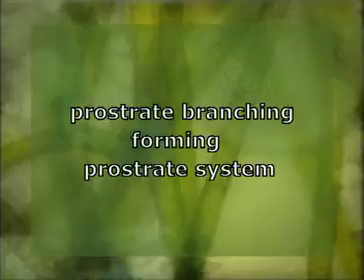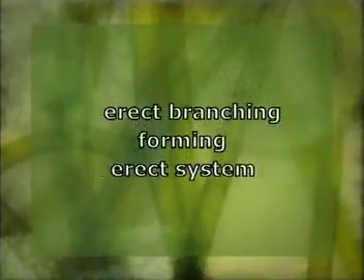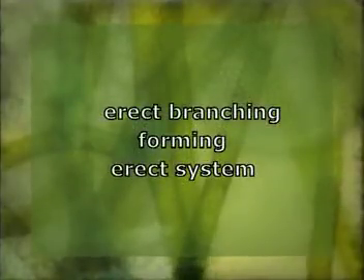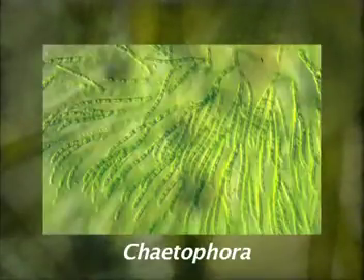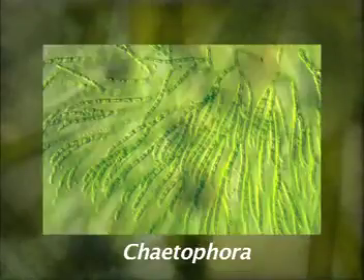Heterotrichy means presence of two types of branching: prostrate branching forming the prostrate system and erect branching forming the erect system. It is the most highly evolved and advanced type of thallus. It is found in the Chaetophoriales. The prostrate system creeps along the substratum and sends rhizoids to fix the thallus.